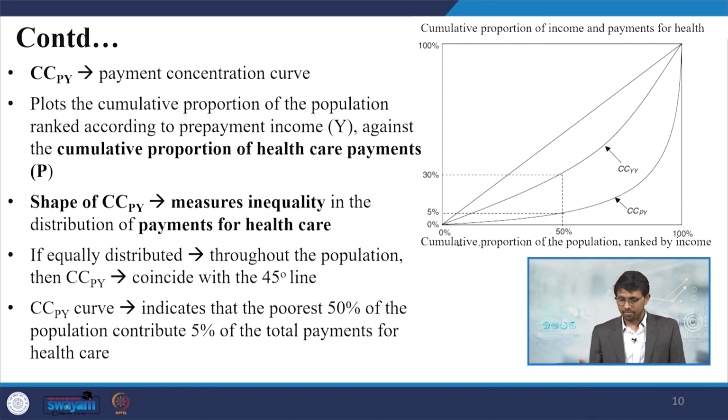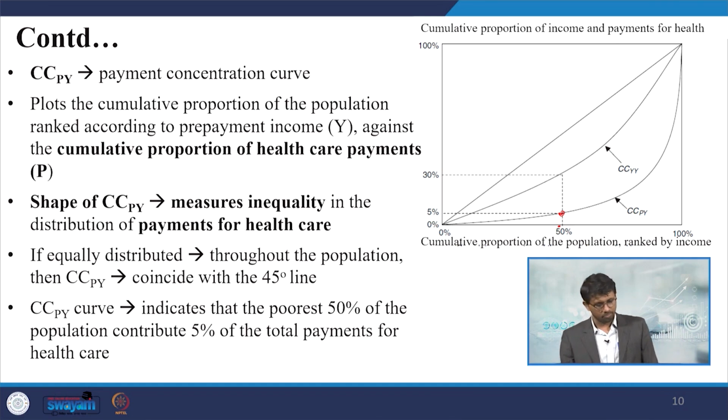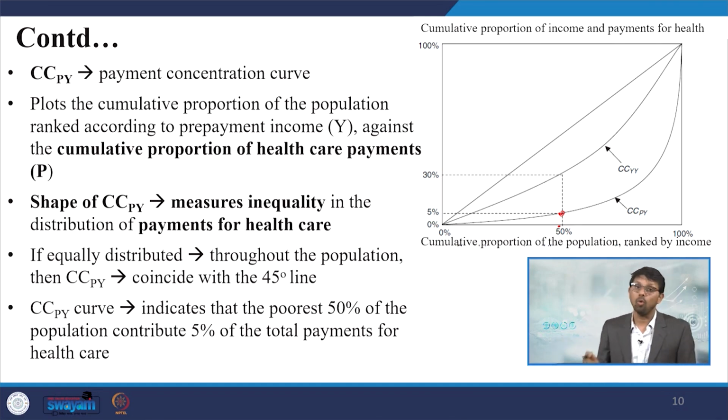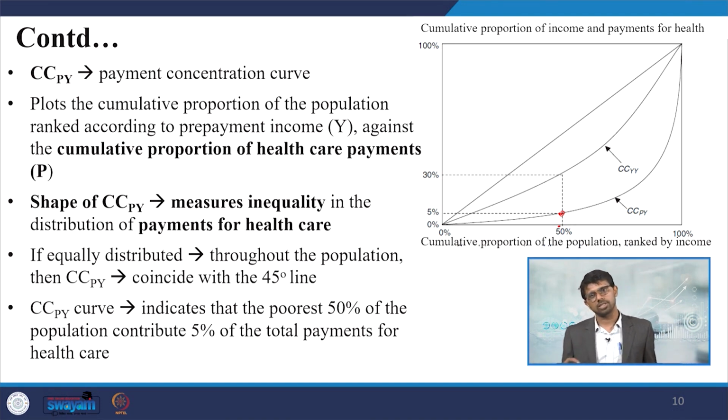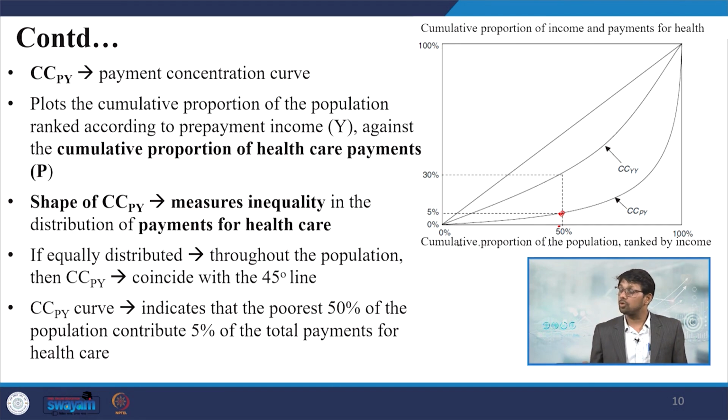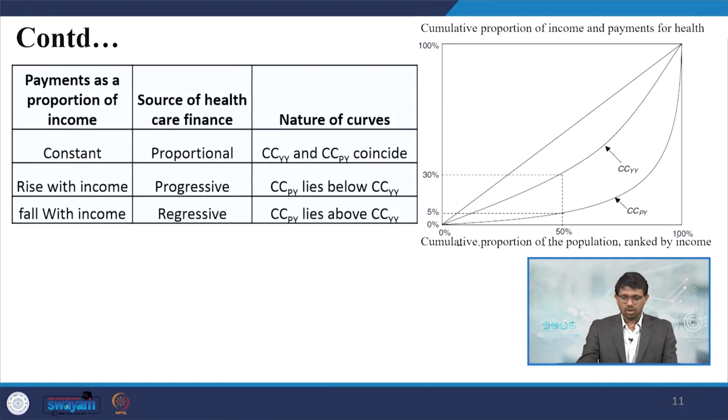So, this indicates a point if you just mark with the 50% of the population, the bottom 50% or poorest population contributes to only 5% of the total payments for healthcare. This indicates that in reality that is true. In our society, especially Indian society, more of the population at the bottom section of income cannot afford healthcare. Therefore, their total payment for healthcare is very less, and is reflected as only 5%. So, this is all about the directions for the Kakwani progressivity index.